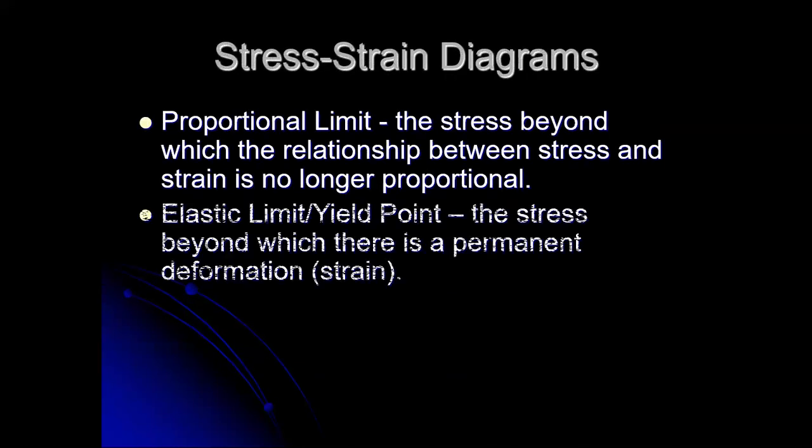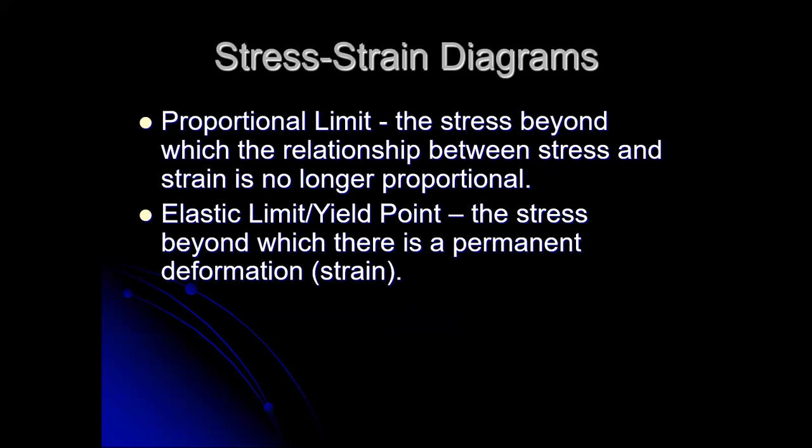So those terms are defined here. Proportional limit, that's where Hooke's law works. For the most part, it's the only place where we can really calculate elongation in a reasonable way, because Hooke's law is a nice linear, simple equation that we can use. The elastic limit, or the yield point, that's the stress beyond which we have permanent deformation. And for the most part, that's pretty close to the proportional limit.